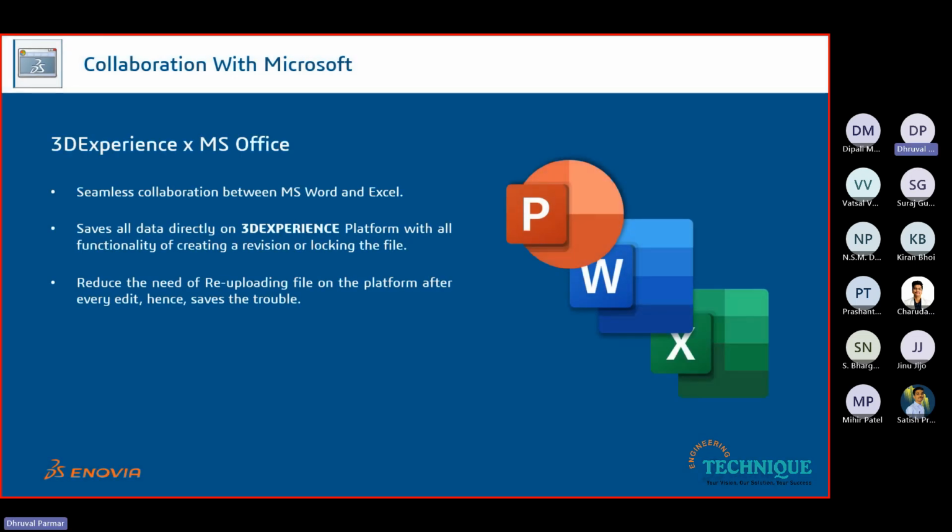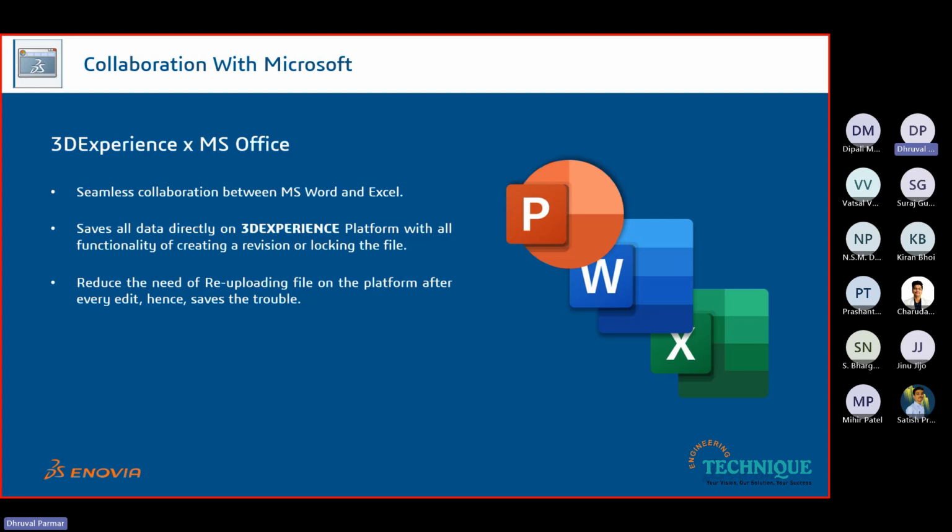Let's just see how you can work collaboratively using Microsoft Office. So basically, there is an extension, or you can say an app, called Collaboration with Microsoft. This is the official name. I'm not making anything up. So what can you do with it? It gives you the flexibility to work with any Excel, Word, or PowerPoint application on your desktop.